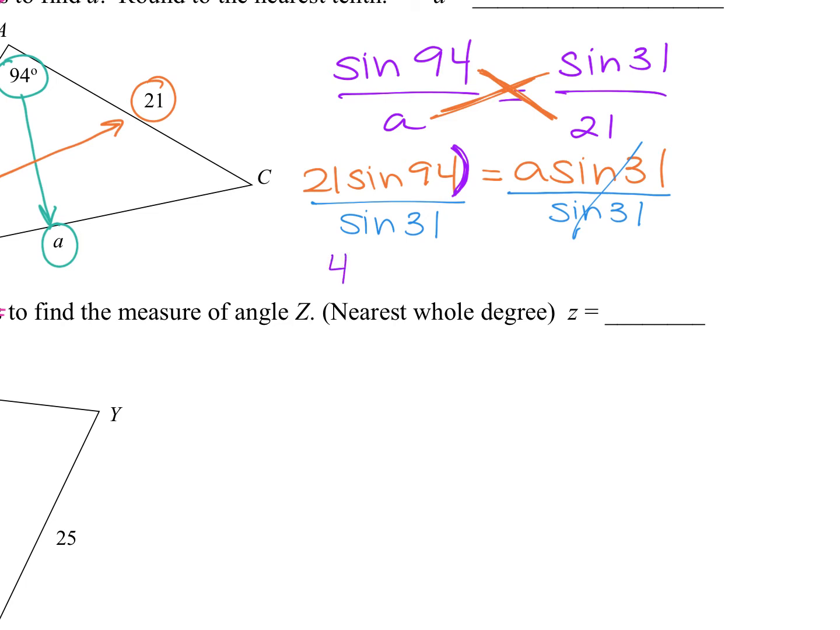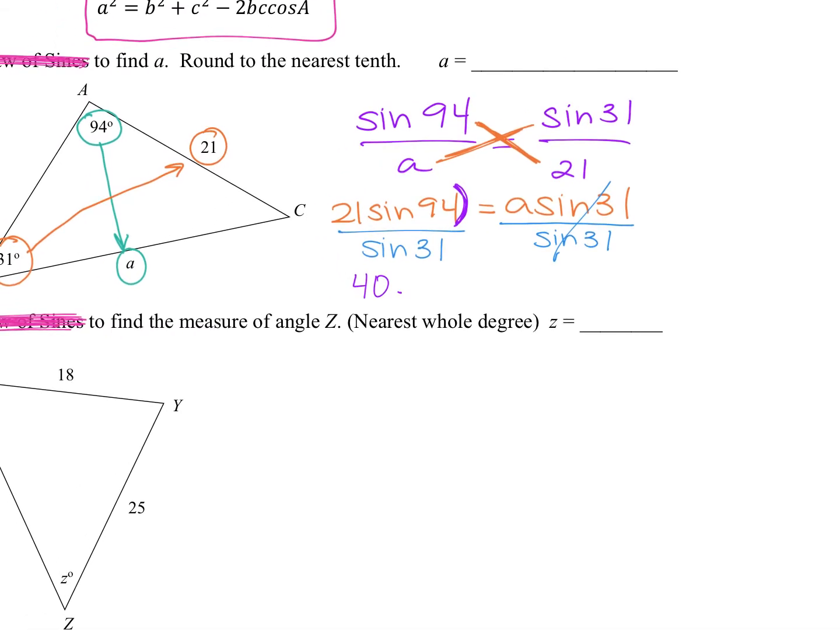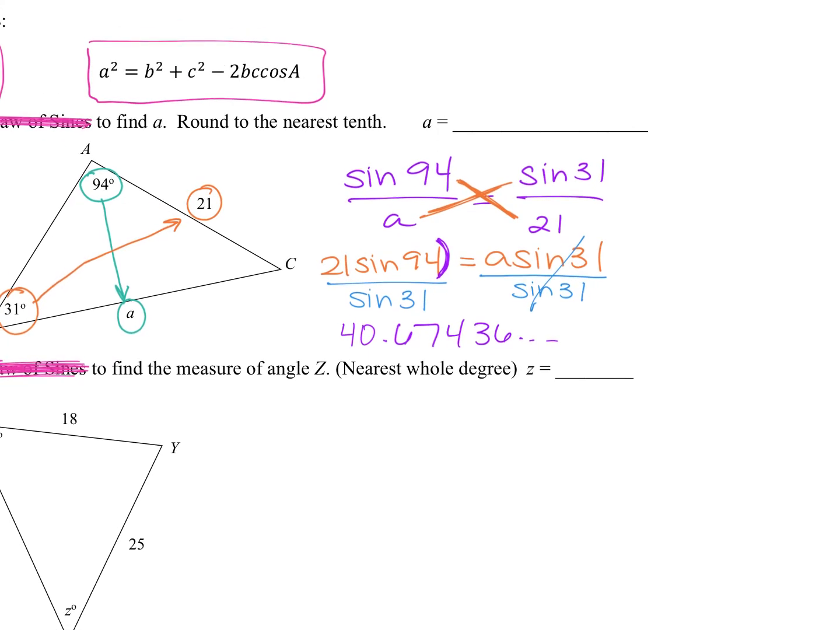Okay, you get 40 point, I think it said nearest 10th. Yep, 40.67436. So to the nearest 10th, that's 40.7.